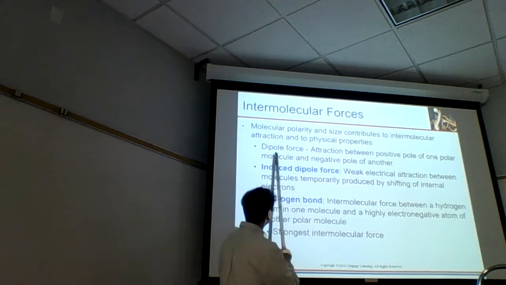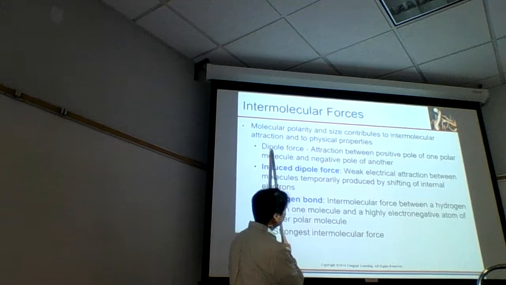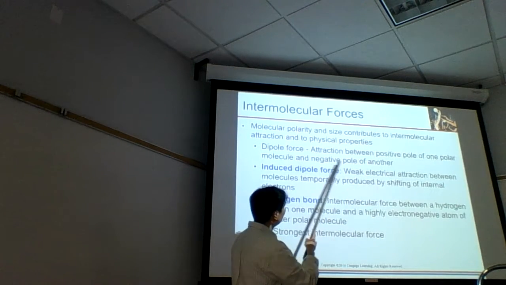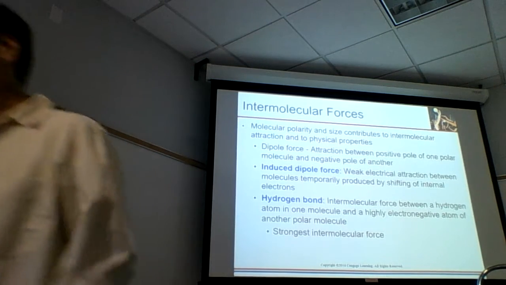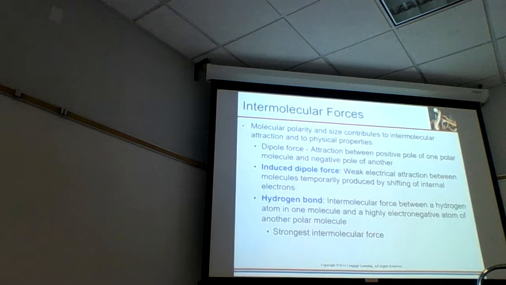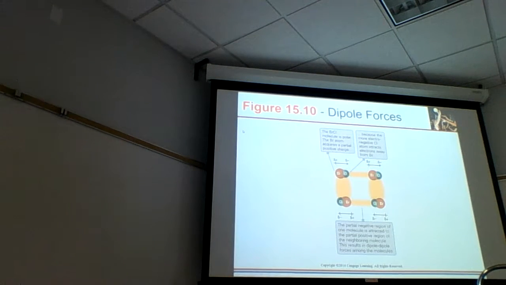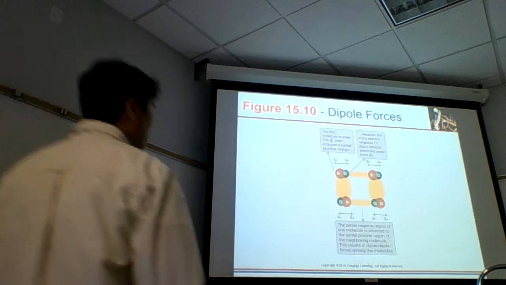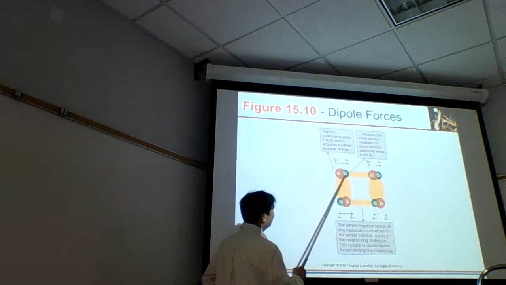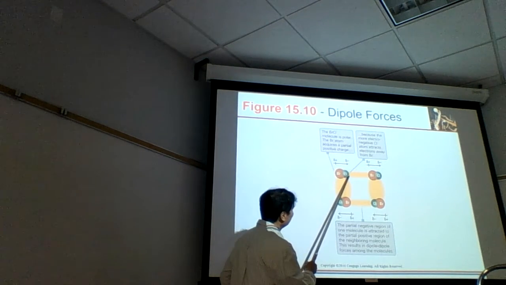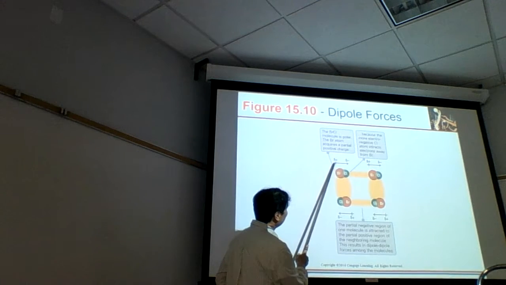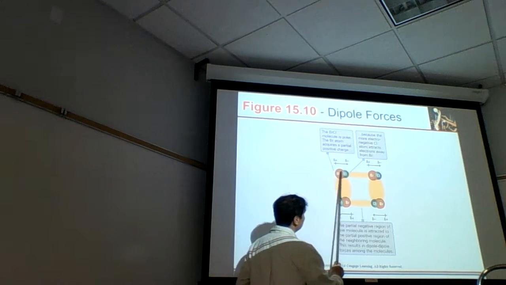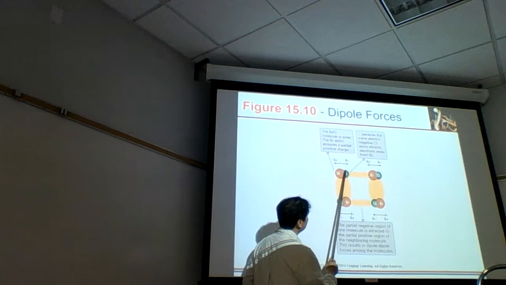A dipole is two poles, a positive pole and a negative pole. So it's the interaction between the positive pole of one polar molecule and the negative pole of another. So let's take a look at bromine chloride, BrCl. This is a diatomic molecule. Chlorine's more electronegative than bromine, so chlorine's going to have the negative end. This arrow points to the negative. Bromine's going to be positive, so the electron cloud is pulled towards chlorine, polarizing the molecule.